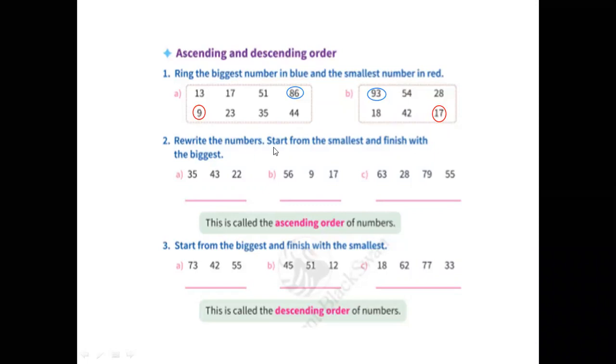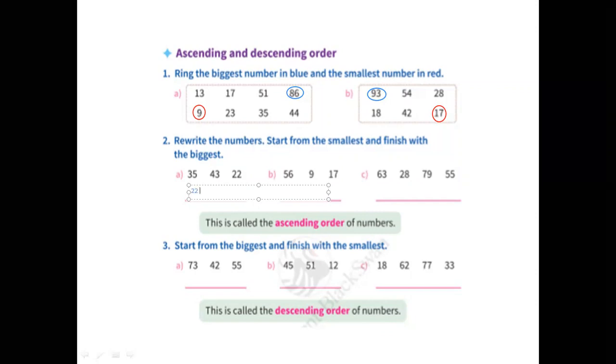Rewrite the numbers. Start from the smallest and finish with the biggest. So now we will do this. Okay. 35, 43, 22. Which is the smallest now? First, rewrite the numbers. Start from the smallest. Which is smallest here? Yes, 22 is smallest.